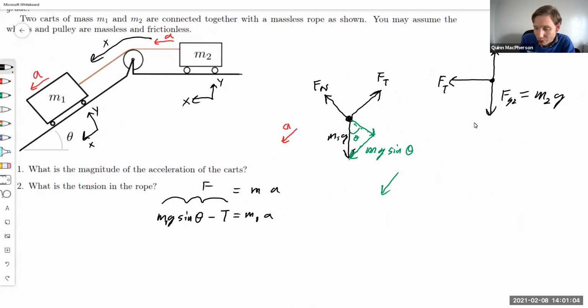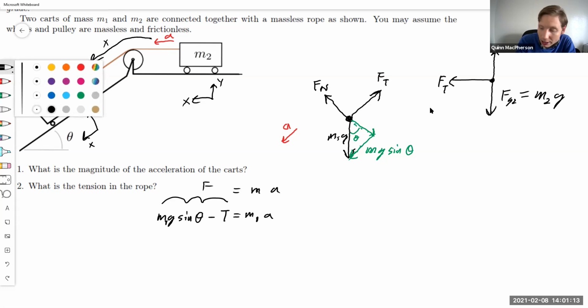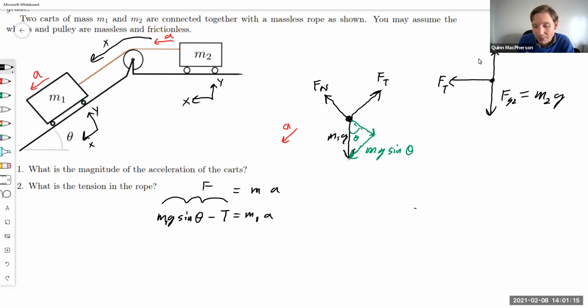Now let's turn to cart number 2. We can write F equals ma for cart number 2. We're going to do that in the x direction. If we did F equals ma in the y direction for cart number 2, we'd also find that the normal force in this case just equals m2 g. Also cool to know, but unnecessary. But if we do it in the x direction, we find there's only one force, tension, and it points in the x direction, causing m2 a.